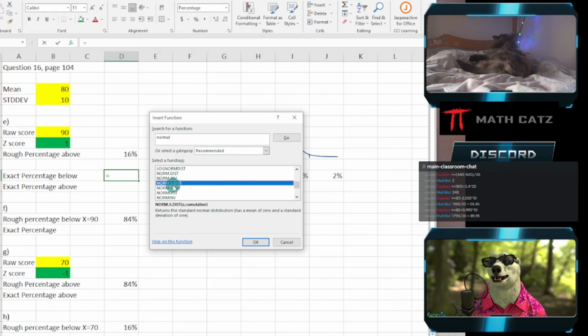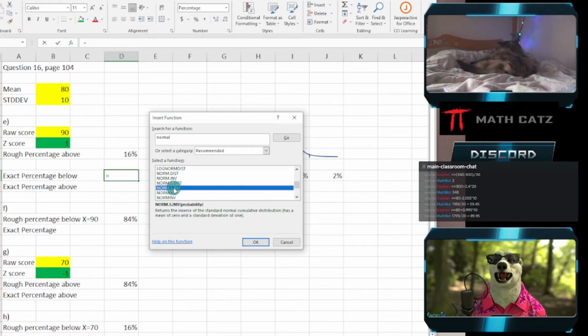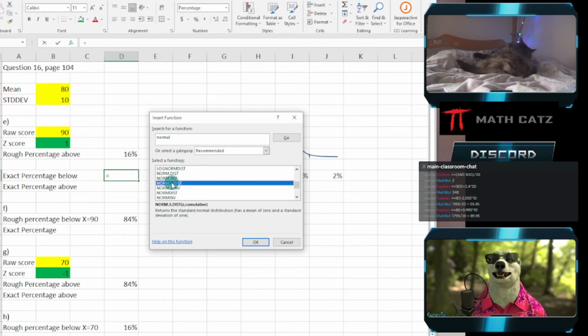So the NORM.S.DIST says it returns the standard normal distribution, so I see here I put in a z-score, whereas the other one returns the inverse of the standard normal cumulative distribution, where I put in a probability or a percentage, and it gives me the z-score at that line. So in this question, we have the z-score, and we want the distribution, the probability, the percentage.